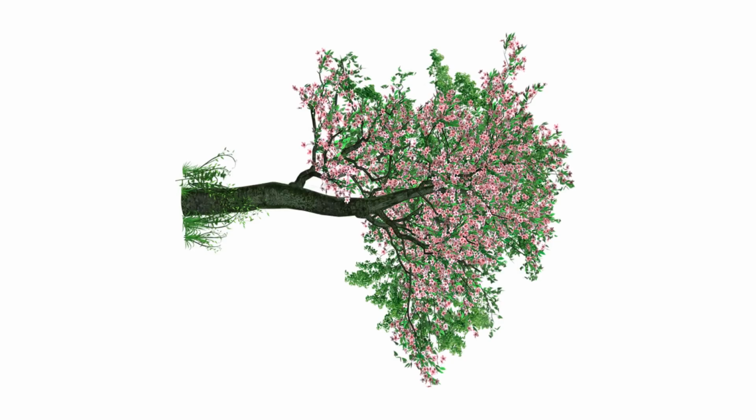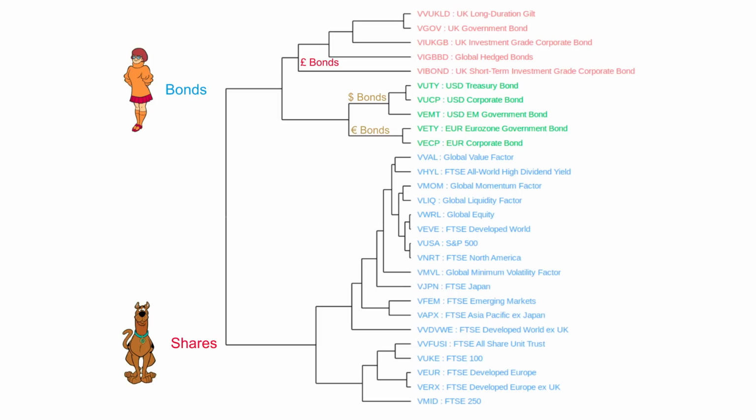I can build the same kind of tree for funds, but it's a horizontal tree with the roots on the left and the branches on the right. When we build that tree for Vanguard selection of funds, it splits very cleanly into bonds on the top and shares on the bottom. I've characterized the bonds as being boring, like Velma, and the shares as being exciting and slightly crazy, like Scooby. Now this time round I just want 3 funds, so I've sliced the tree where there are 3 branches, and by choosing one fund from each branch, I ensure that my portfolio is diversified.